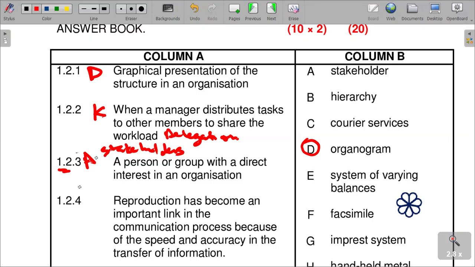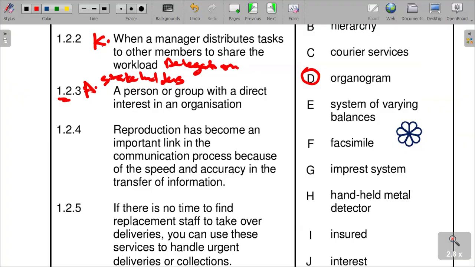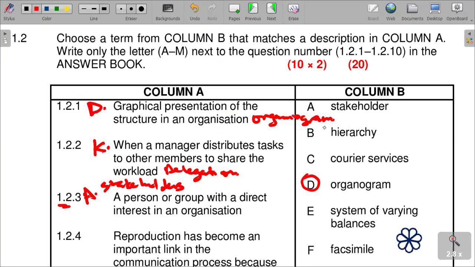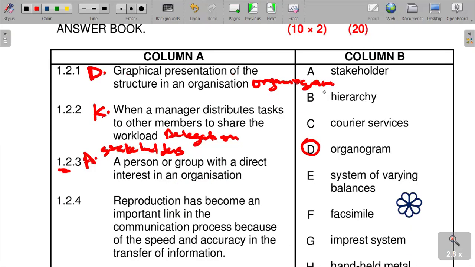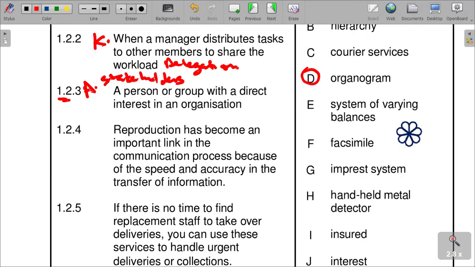That is A. Please note that when you are answering, you need just to put letters. Now I'm writing, so you cannot make mistakes. I'm just writing in full so that you know what we are talking about. Organogram, that is the one explaining the representation there.